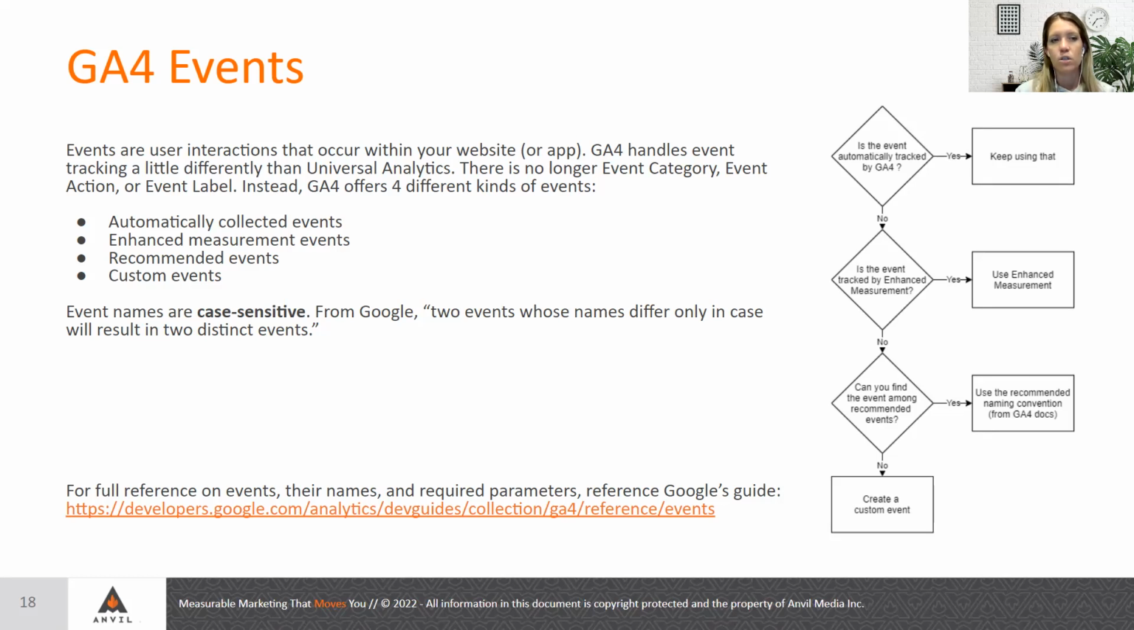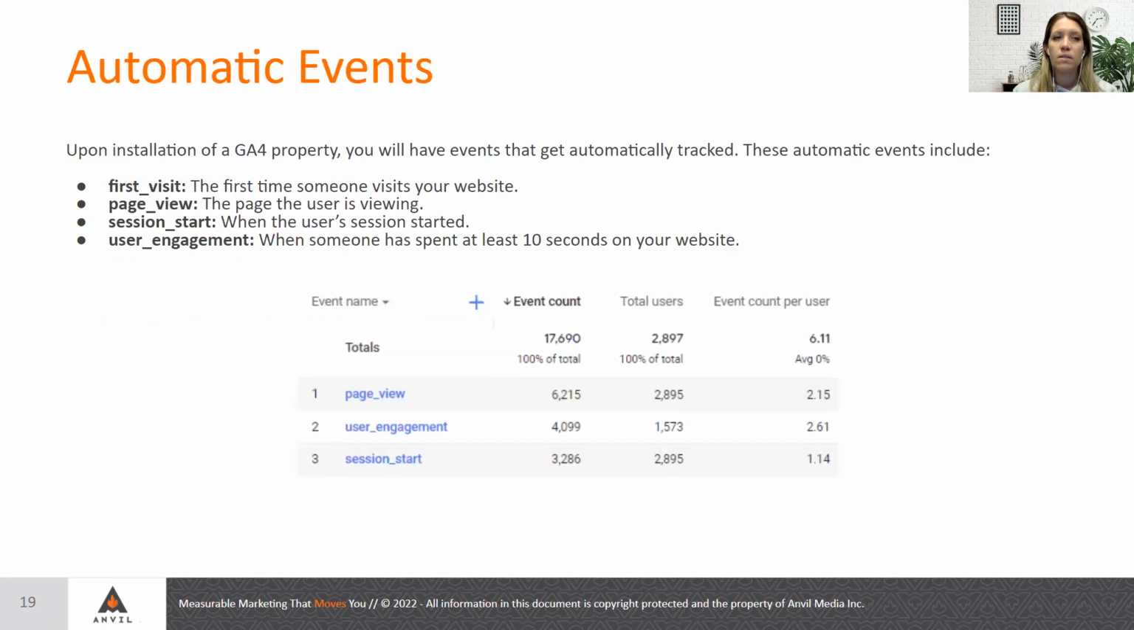So make sure you pay attention to the names and the case sensitivity within the naming conventions as well. What's really helpful too is that Google has compiled all of this information within a reference guide, which you can access at the very bottom. It will give you the names, the pieces of information, required information that you'll need to know to successfully implement all of these events.